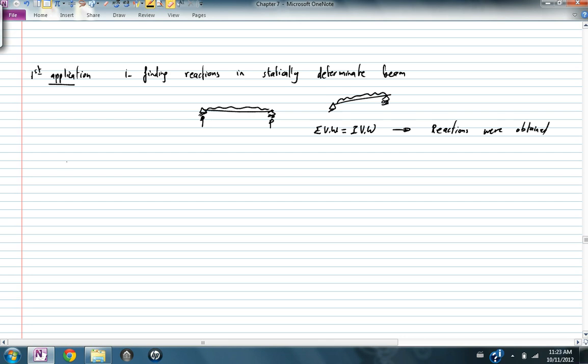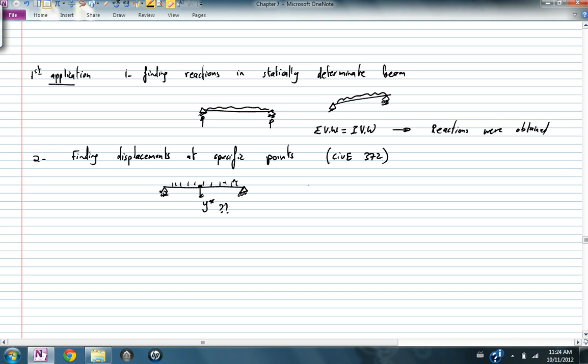The second application, which you are using in your structural analysis courses, is finding displacements at specific points. And this is what you do in CIVI 372, for example, where you have a beam with loading, and we're interested in a displacement at a specific point.